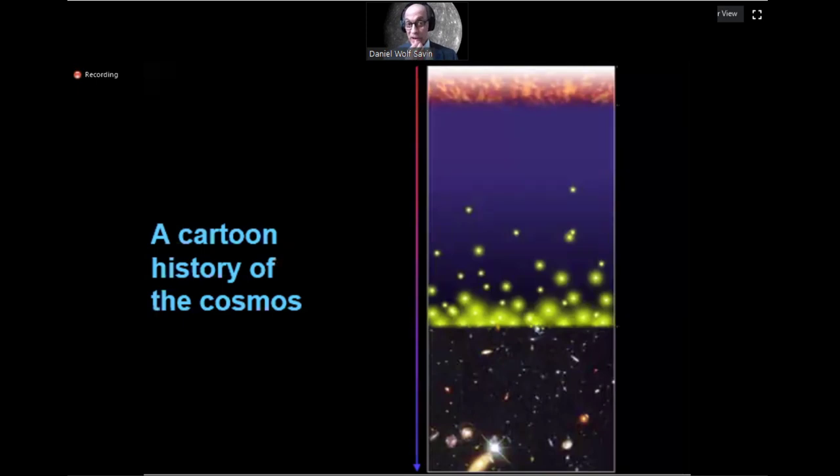So if I don't understand something, I usually turn to a cartoon book. Sorry, a graphic novel. So what we have here is a cartoon history of the cosmos. We start with the Big Bang, shown by this white line here at the top. The universe, when it formed, was extremely dense and extremely hot. As it expanded, it started to cool down and the density decreased. And eventually, the light from the Big Bang was able to stream freely through space. And that happened about 400 million years after the Big Bang. That's when the universe became transparent to light.